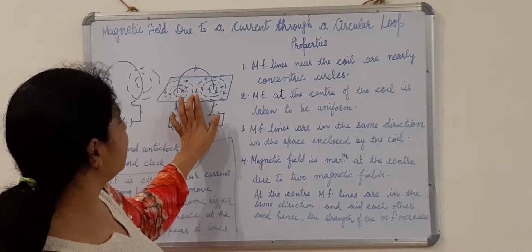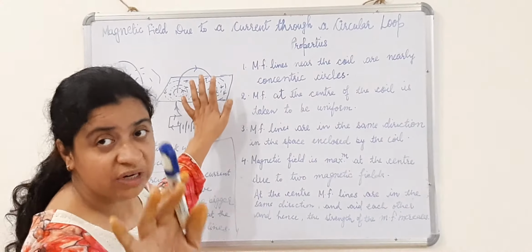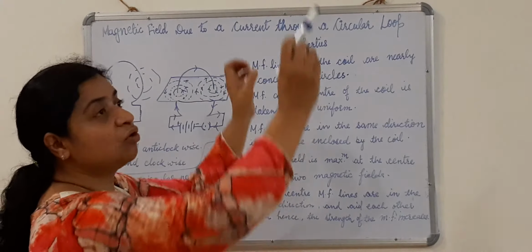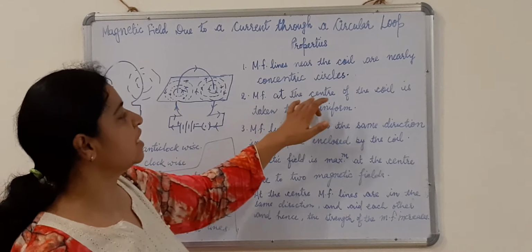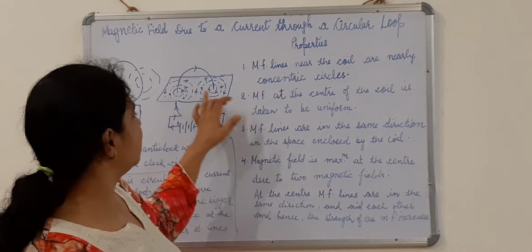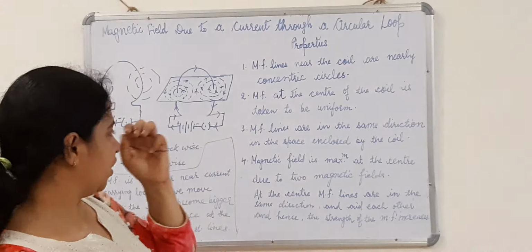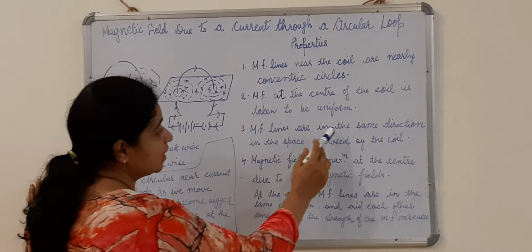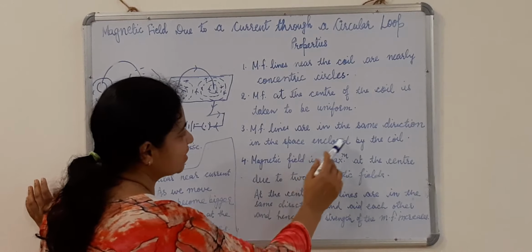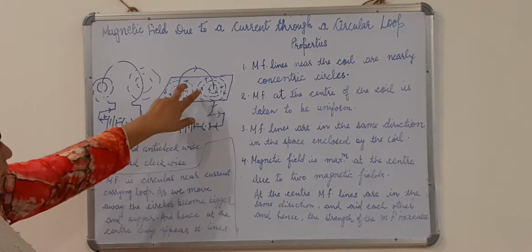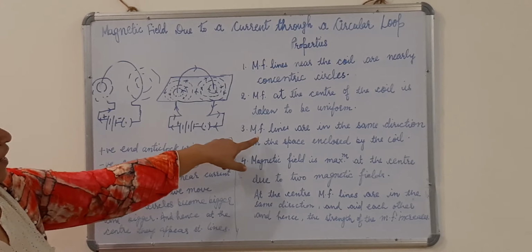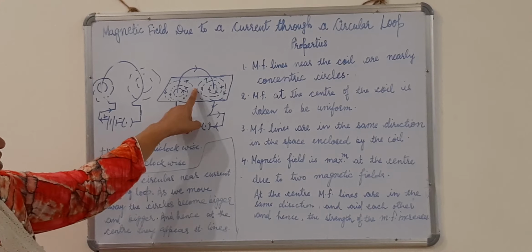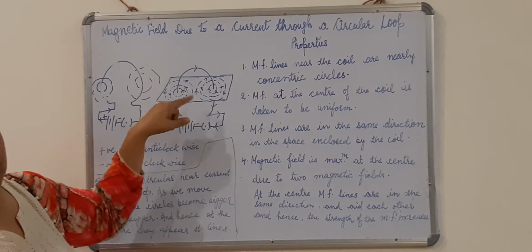Here you will notice that when you draw this in your notebooks, you will come to know that the arrows are going in the same direction. That is why we have said that the magnetic field at the center of the coil is taken to be uniform. Third point, magnetic field lines are in the same direction in the space enclosed by the coil. The magnetic field lines are taken in the same direction in the space enclosed by the coil.